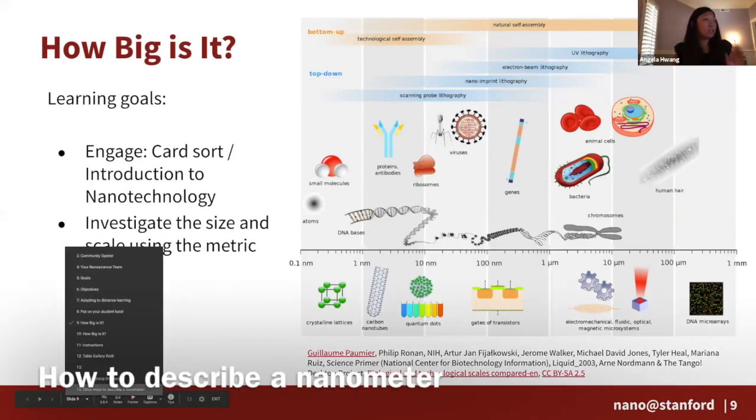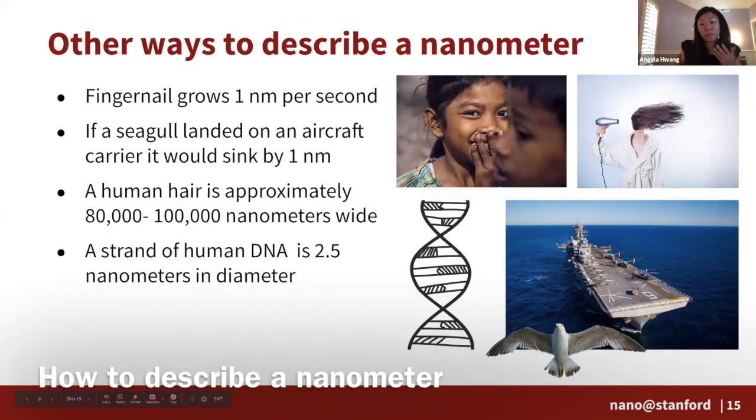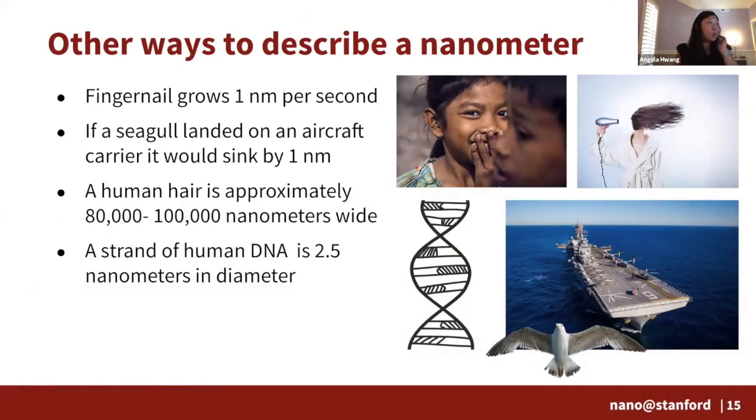So another way to describe what a nanometer is, these are some fun facts for you guys to take away: a fingernail grows about 1 nanometer every second, right? So your fingers, you cut your fingernails or play around with them. I keep them really short, cutting them once every week or two, but they grow actually every second. And your hair is actually growing at around the same rate as well.